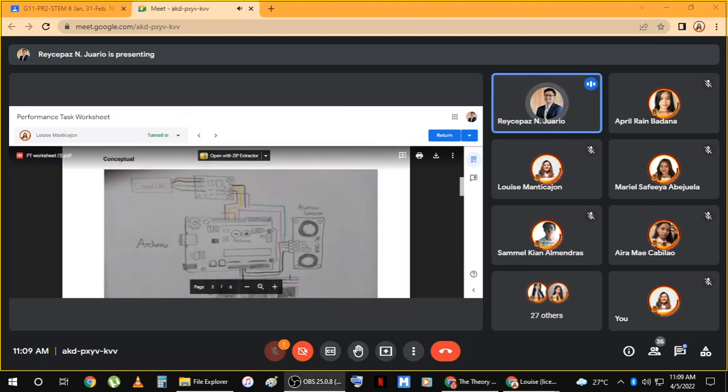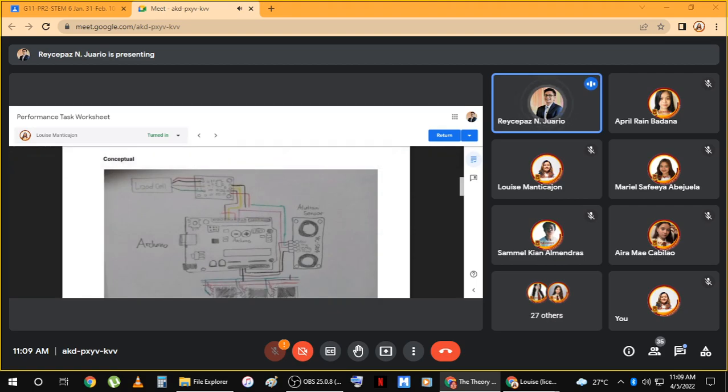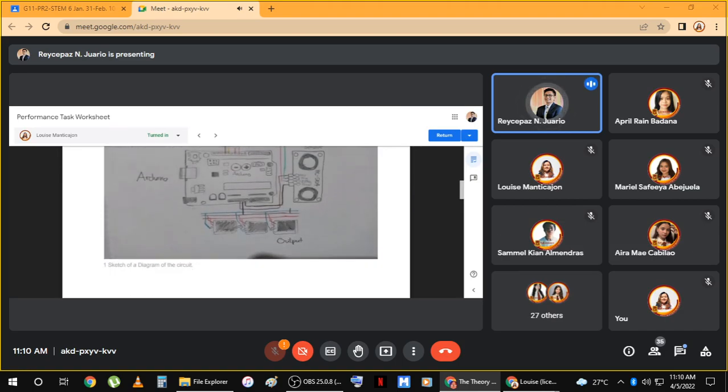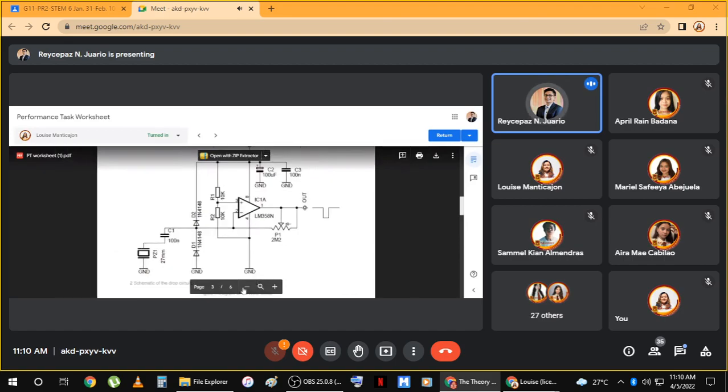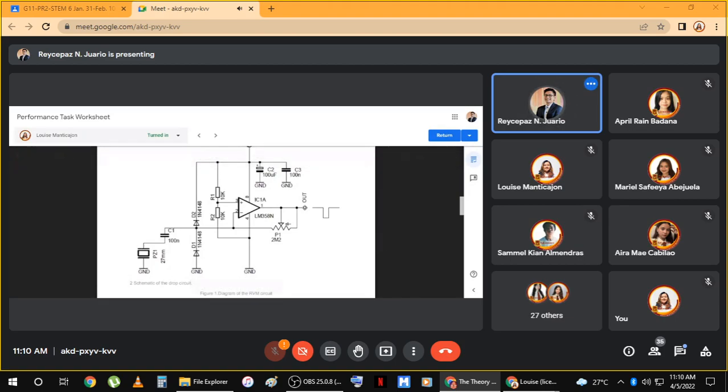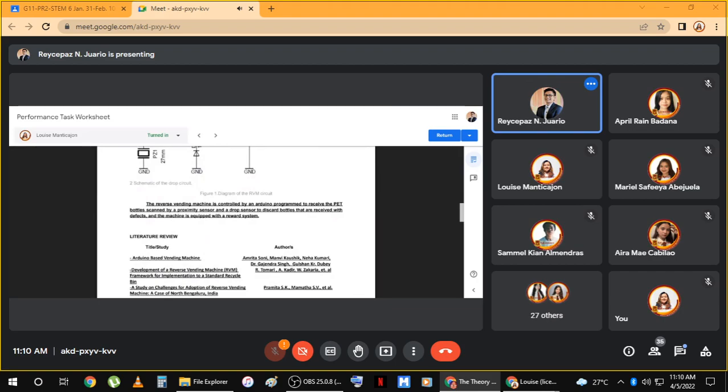Conceptual framework. So this is the sketch of how it may look after it's created. And you have here the schematic circuit, which I find hard to explain. Anyway, let's not dig too much on it. The reverse vending machine is controlled by an Arduino program to receive the PET bottle scan. What's this PET bottle, by the way? Polyethylene, sir. The scientific name for plastic, basically, sir. Okay. And drop sensor, discard bottles, receive the device. The machine is equipped with a reward system. Okay. Great.